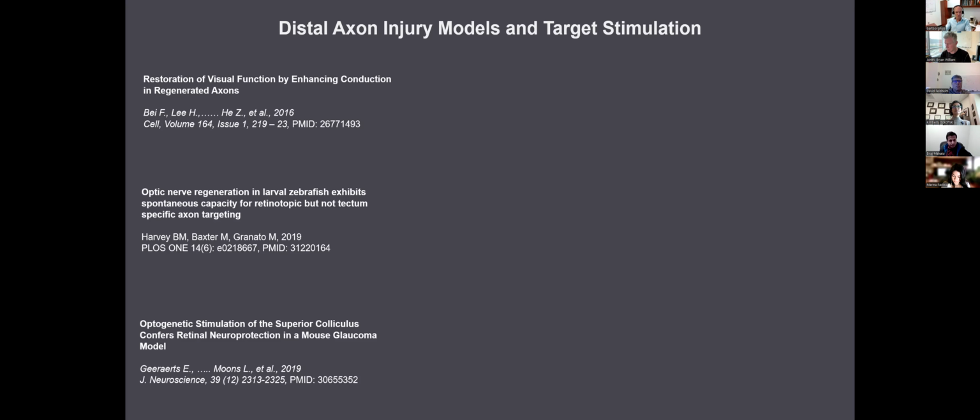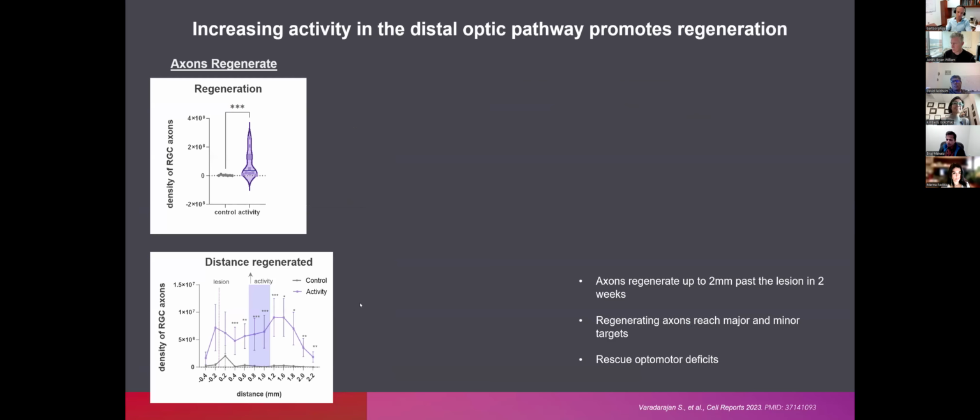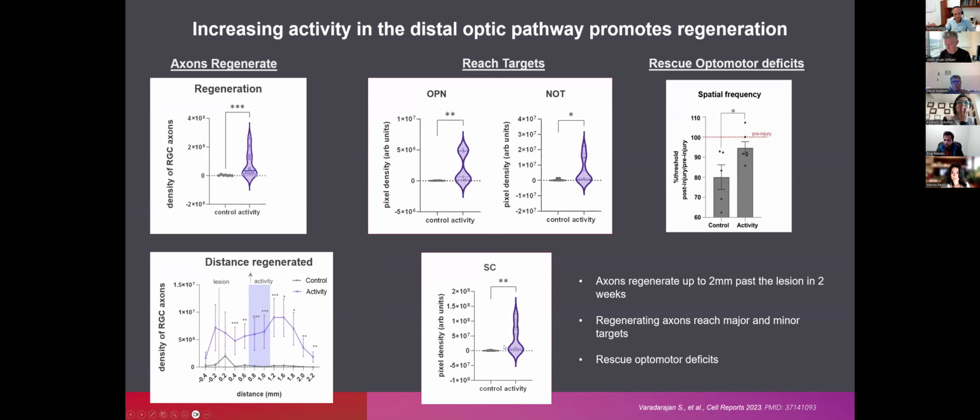And so in my previous lab, my postdoc work in the Huberman lab has leveraged all of these and said, okay, if we put all of these together and take this partial transection, where we induce a partial optic tract transection in the brain and chemogenetically stimulate the retinal recipient neurons in the pretectum, we see that we can promote robust regeneration. To very quickly summarize those results, we see robust regeneration that can get past the lesion site as well as the stimulation site, up to 2 millimeters in 2 weeks. They re-innervate both the minor targets of the pretectum as well as the major target in the superior colliculus, and they rescue some optomotor deficits.